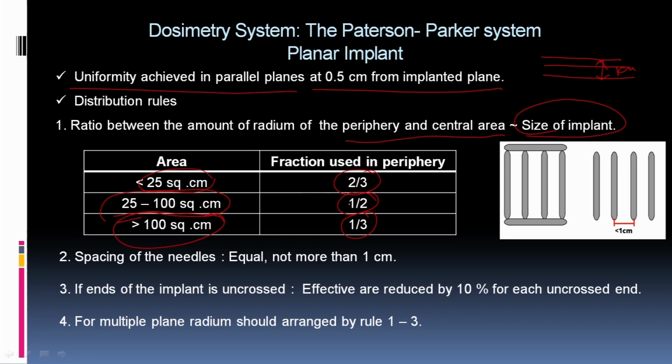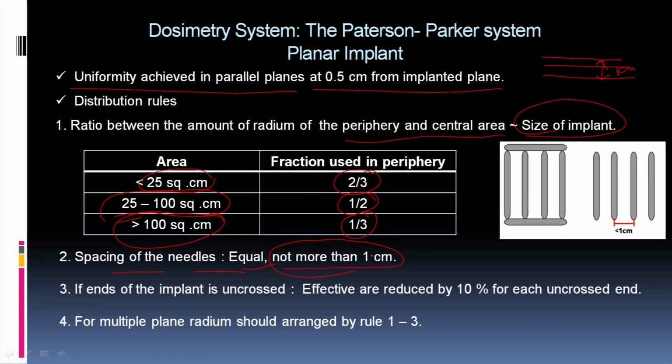And by this distribution rule, we can achieve a uniform dose distribution within the implanted volume. And the spacing of the needles is equal and not more than 1 centimeter. They have defined that this should not be more than 1 centimeter.